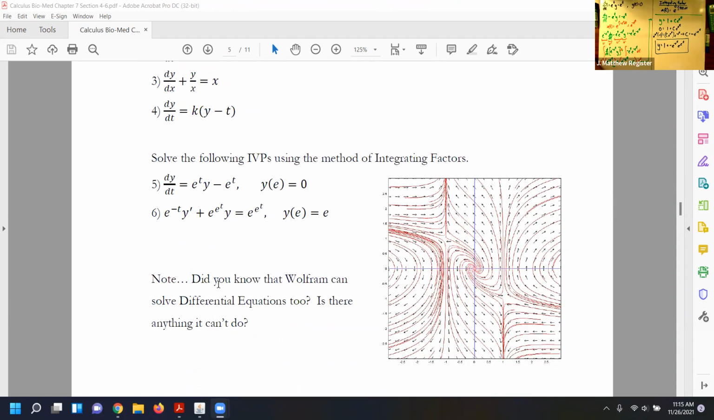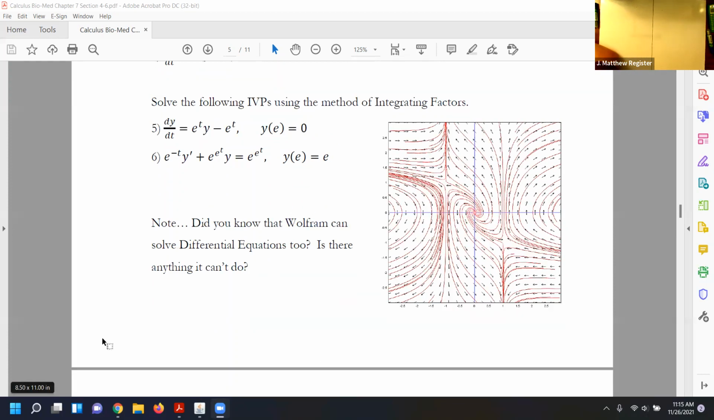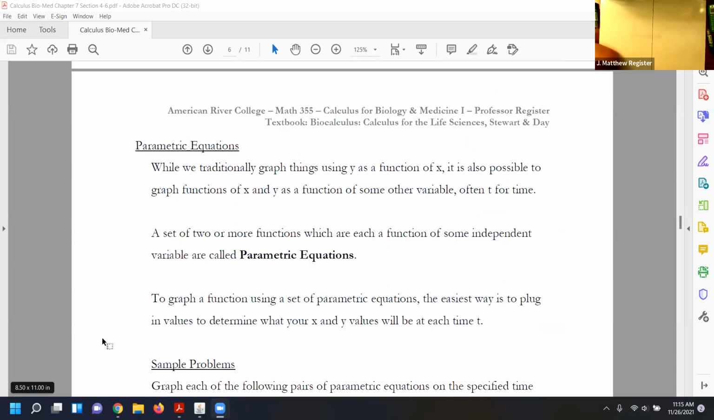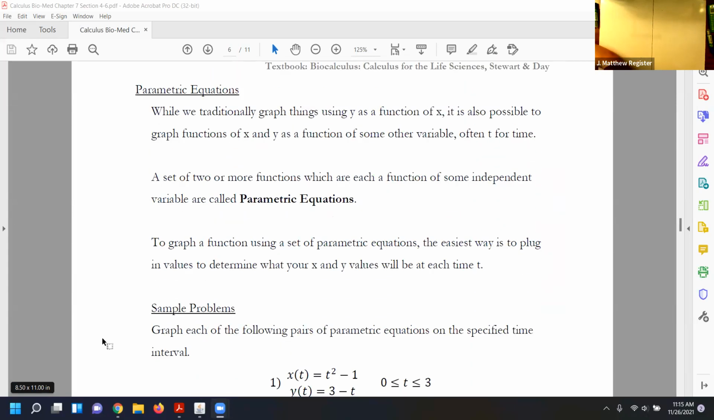Note, did you know that Wolfram can solve differential equations too? Is there anything it can't do? And then I have this graph, which is a little daunting, but hopefully it's not too scary. That's going to be coming up very soon. But let's continue on. Now we have solved some differential equations. We know how to solve some differential equations. I think that means it's time that we tried something completely different. And the completely different thing we're going to be doing is what 7.5 is about.